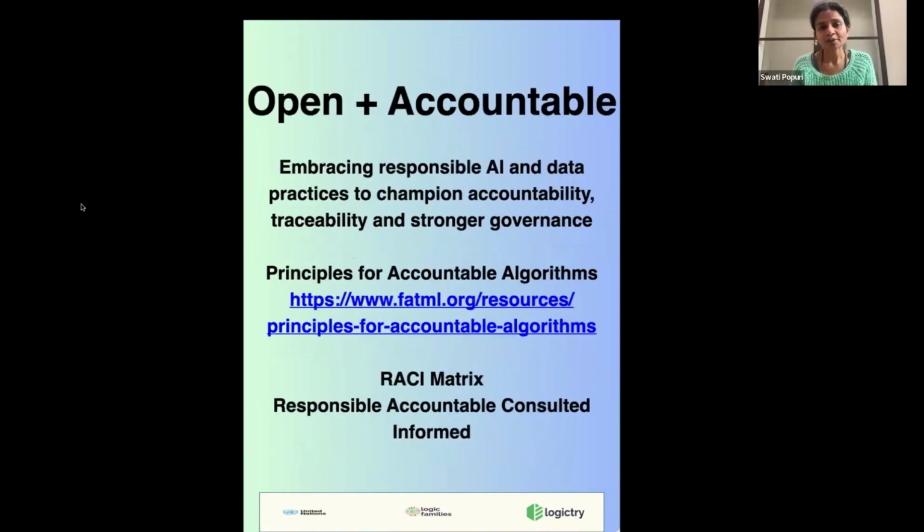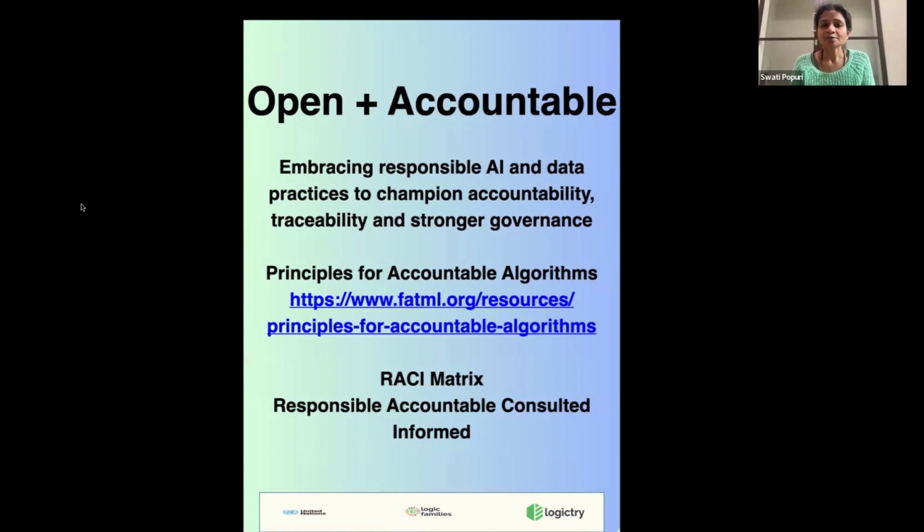And the third foundational pillar is openness and accountability. So, one thing is even before the development team dives into the whole process of building an AI model or training an algorithm, one of the best practices is to identify who will be responsible in the organization if things do not go as planned.